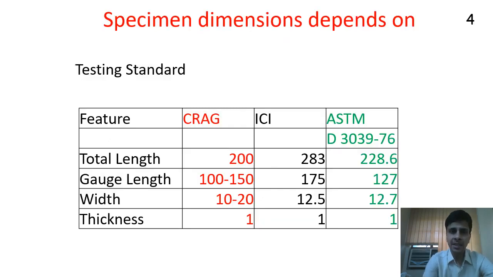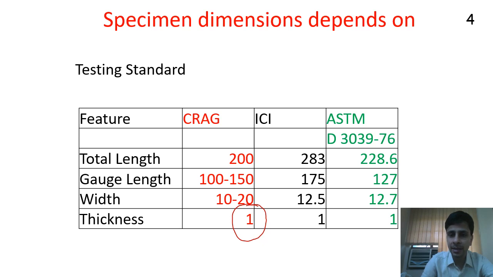Depending on the testing standard for composite materials, I am listing here 3 test standards: CRAG, ICI, ASTM and a specific ASTM standard for tensile testing of composite materials. And the total length, depending on the standard, has to be 200, 283 or 228.6. Keep in mind that I have not put the units in this table because these are in the same units as the thickness. So if thickness is 1, then the total length has to be 200.